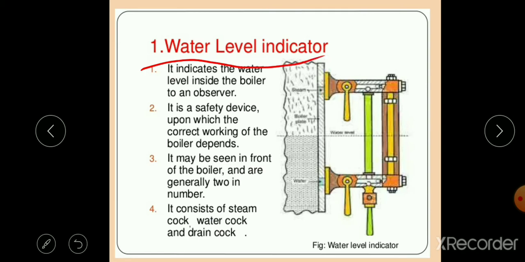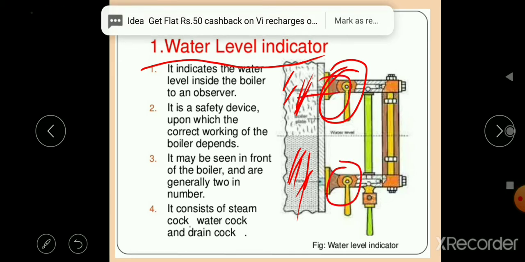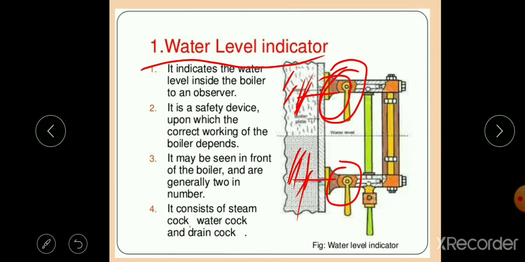The water level indicator indicates the water level inside the boiler shell. It is generally located above the normal water level in the boiler shell. There are three cocks used. The first cock is in contact with the steam space. Here is the steam in the boiler shell, and at the bottom side is the water. The second cock is in contact with the water space, and the third is the drain cock. The drain cock is to remove the water from this water level indicator.